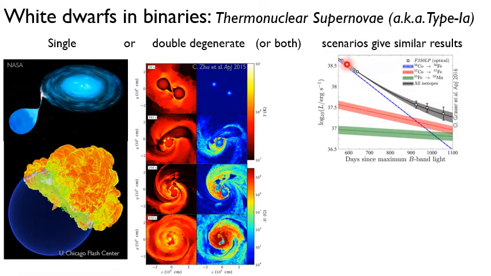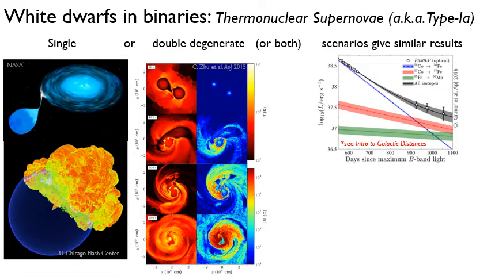actual observational data. And in this case, you can see the contribution from radioactive decay that is powering this light curve, and different decay products will dominate over time. But regardless of whether you do single or double degenerate, you get something that looks like this.